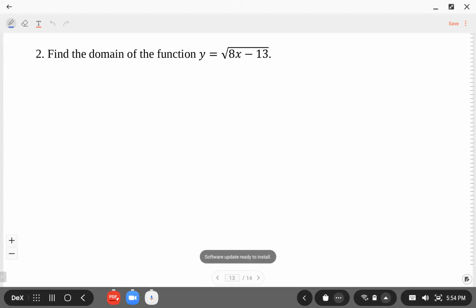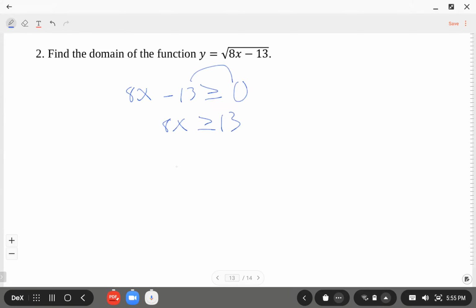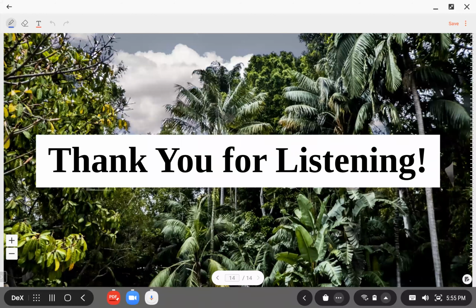Okay, so the domain: 8x minus 13 is greater than or equal to 0. Okay, then just add 13 to this side. Okay, divide. That's the domain. Okay, and the y is just that. Okay, so we're done here, and that is the end of the problems that I have for you.